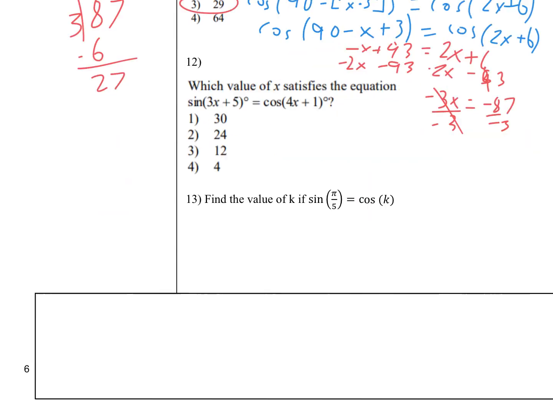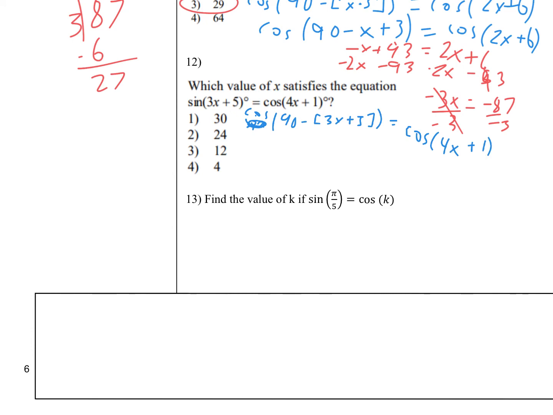All right, so another similar one right here. So I'm just going to switch one of these. So I'm going to say sine of 90 minus bracket 3x plus 5 equals, oh wait, but I did 90 minus. So if you do 90 minus, you switch it to the other function. So I'm going to go to cosine here. And that's going to equal cosine of 4x plus 1. That one I'm not changing.